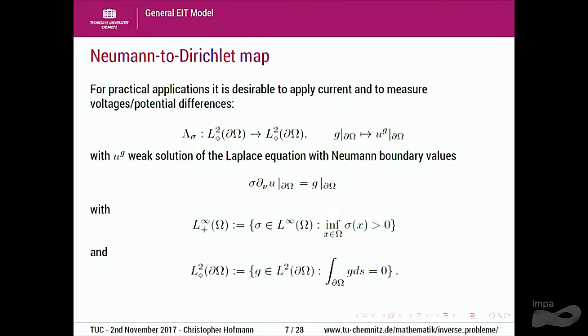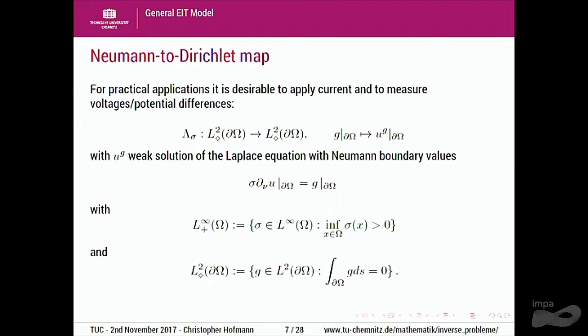So the Neumann to Dirichlet map is defined by this Lambda. It maps current measurements onto voltage measurements, and g denotes these Neumann boundary data. U_g is the weak solution of the Laplace equation we've seen on the last slide. Again, this is the current on the boundary.